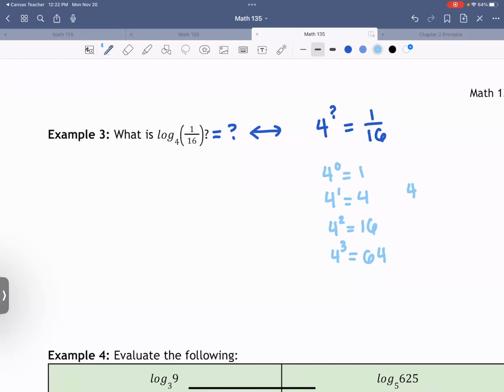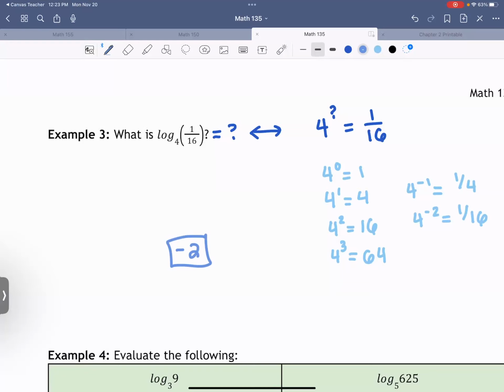So you can tell that the positive numbers aren't working, right? As we go to the negative numbers, 4 to the -1 is 1 over 4. 4 to the -2 is 1 over 16, right? And we just hit it. I know that -2 is the answer to this one. So it's kind of like guessing and checking almost. I'm not going to give you anything too complicated.